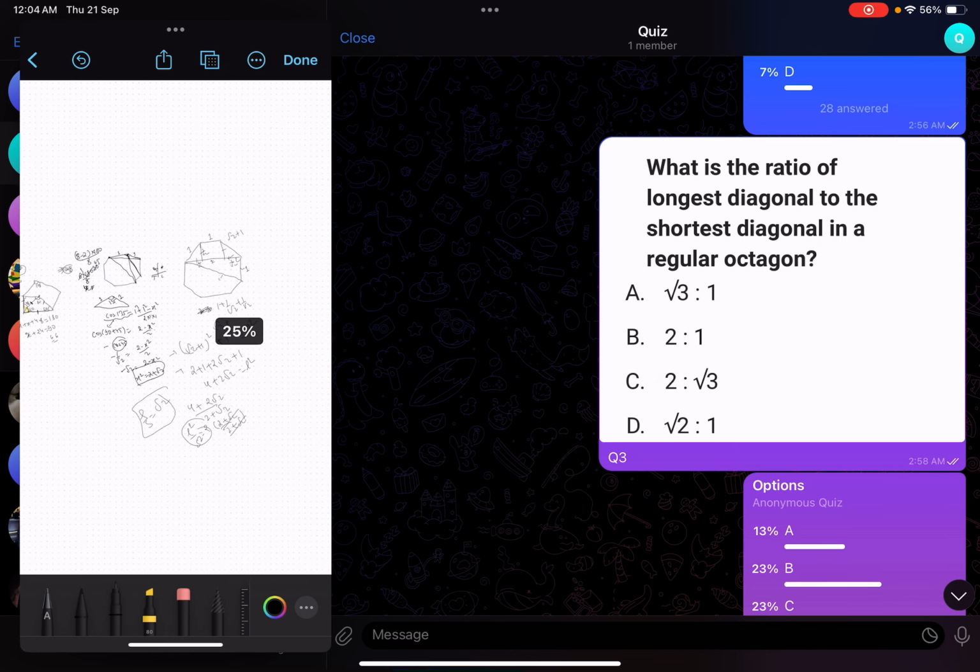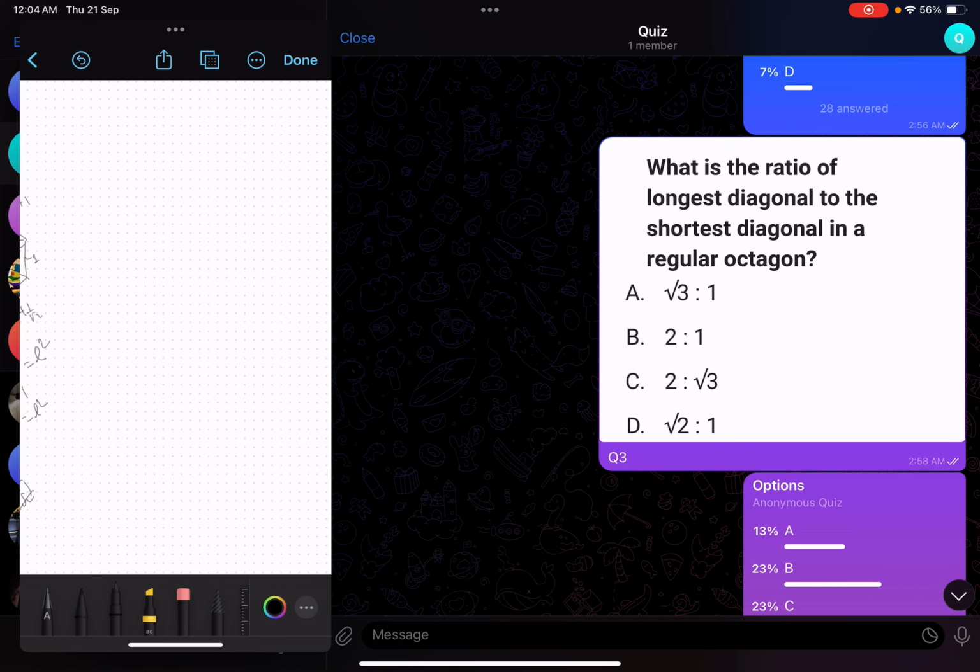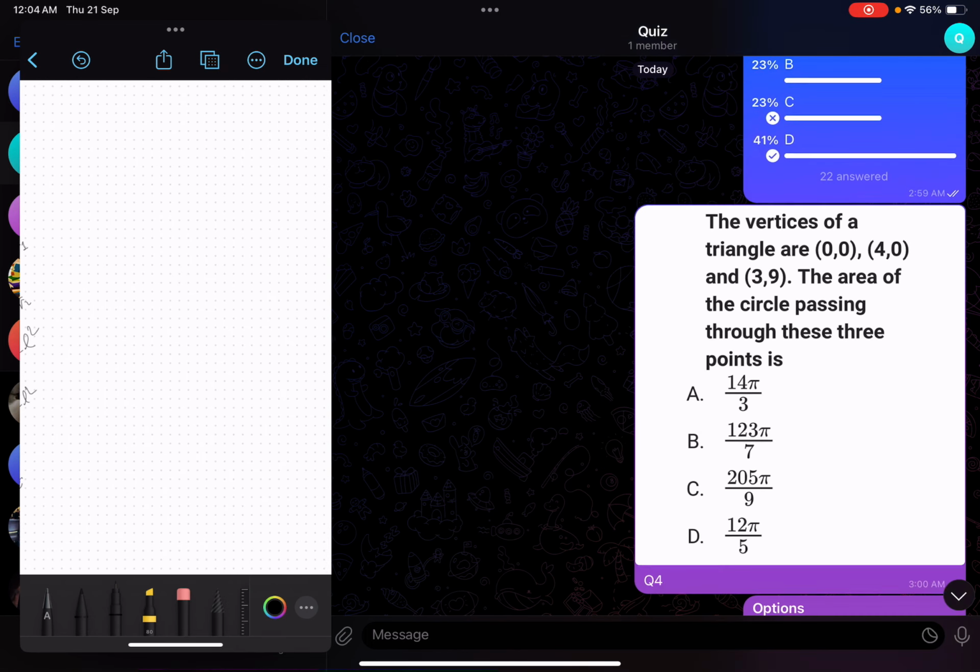This was a good question involving a lot of concepts. Okay, done. This is a good coordinate geometry question. The vertices of a triangle are given, find the area of the circle passing through these points. So simply plot this graph, a rough graph would work. This is 0, 0, the origin. Now 4, 0 will be somewhere over here, 3 will be somewhere inside, and 9 will be over here.